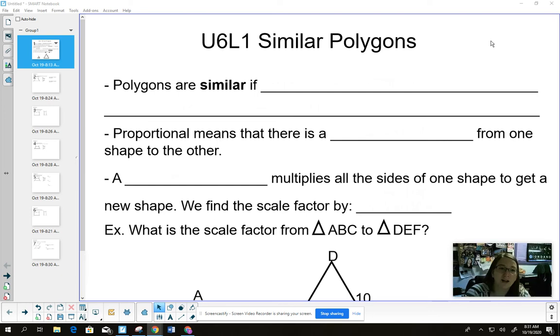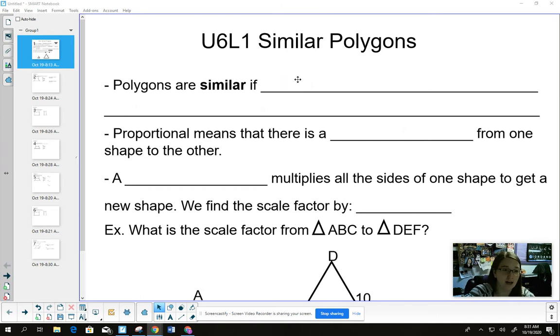Okay, we're moving right into our next unit, which is going to be about similarity. So we've talked about congruency so far, which basically means two shapes are the exact same, carbon copy. One shape, all the sides are the same, all the angles are the same. Now we're talking about similar, so this is a little bit different.